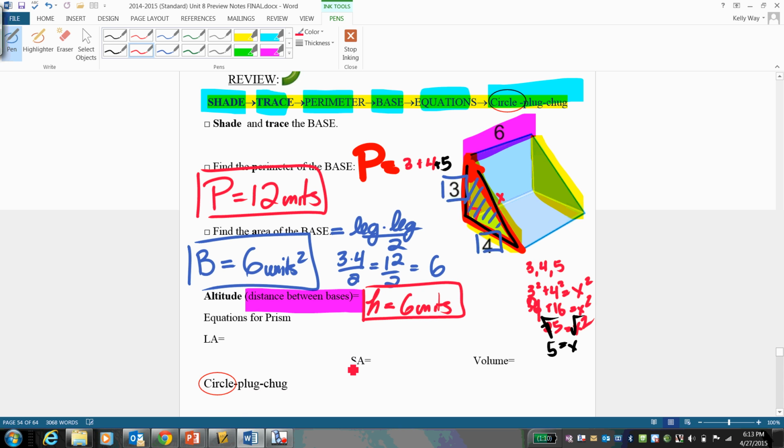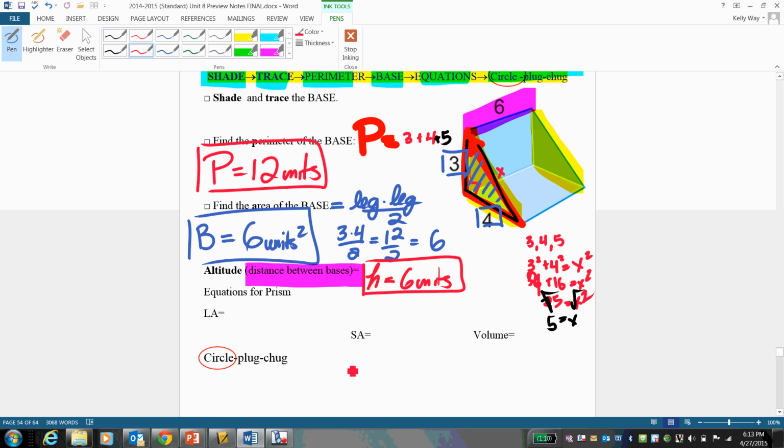Okay? Now we're going to write out our equations. Lateral area is the area that's not the bases. And the way we find lateral area, trace with me please, is we take the perimeter and then we simply times by the height. And that's going to give us all 3 rectangles here. So perimeter times the height. That's the rectangles all the way around.